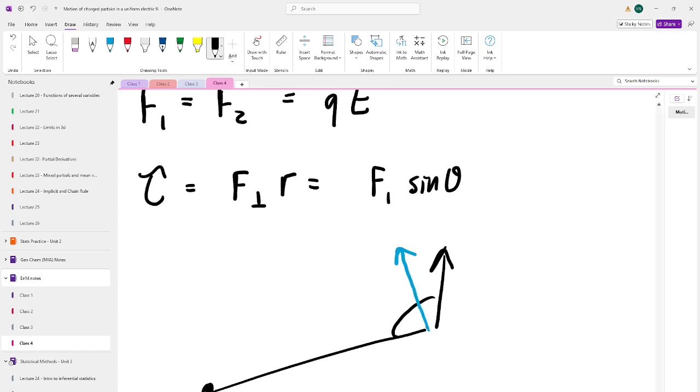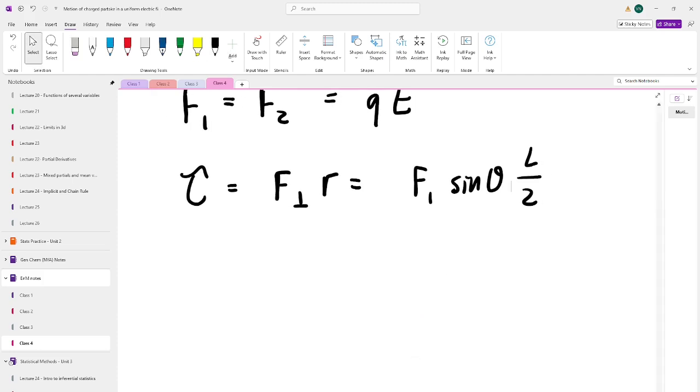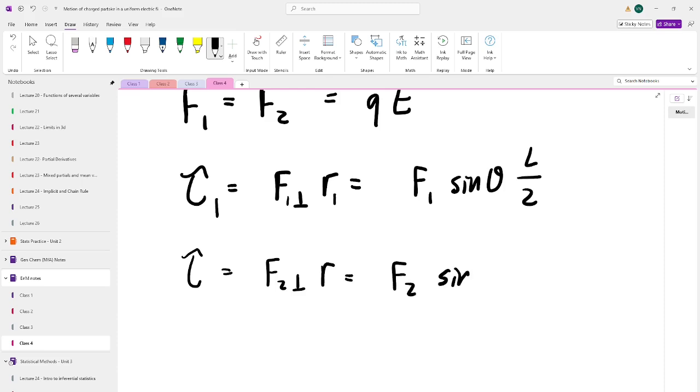So F1 sine theta multiplied by how far we are, which we said is halfway across the object, so it's going to be L divided by 2, like that. Now, of course, the same thing can be said for F2. So torque 1 is that, and then torque 2, we can just write like this. F2 sine theta L divided by 2.